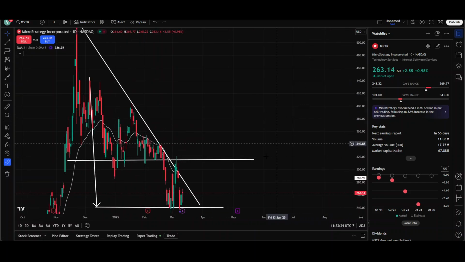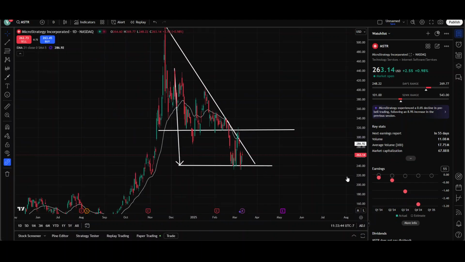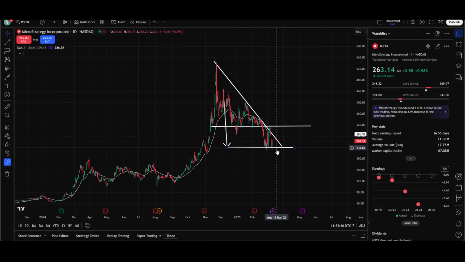There's a gap that can be filled in the short term back up to the 287 level. But other than that, I don't see that much higher prices in the short term. Maybe a retest of the 314 level. If that, again, it's just not really showing any signs of strength right now.